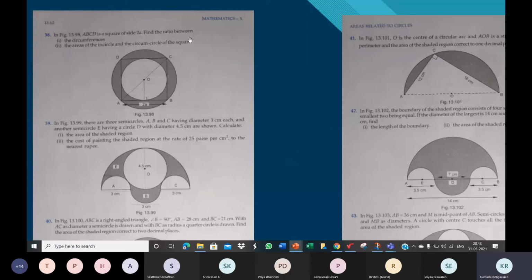Okay, so diagonal AC. You know the property in a square: the diagonal bisects the corner angles. Diagonal AC bisects angle A and angle C. Diagonal BD bisects angle B and angle D. So this angle is 90 degrees. AC diagonal bisects this angle, so this angle is 45.